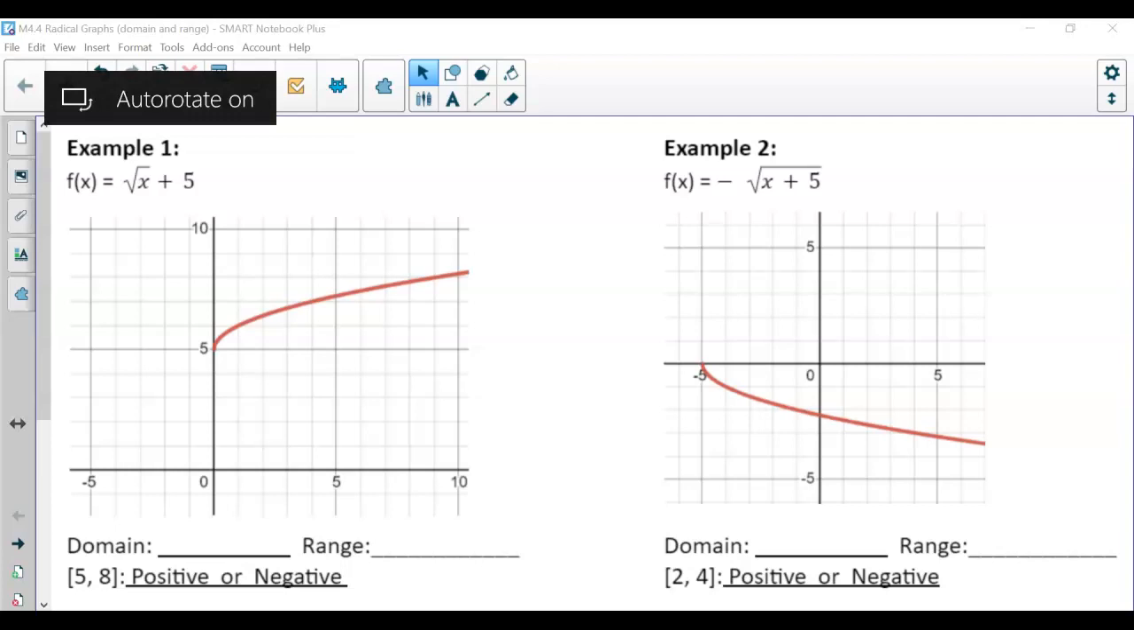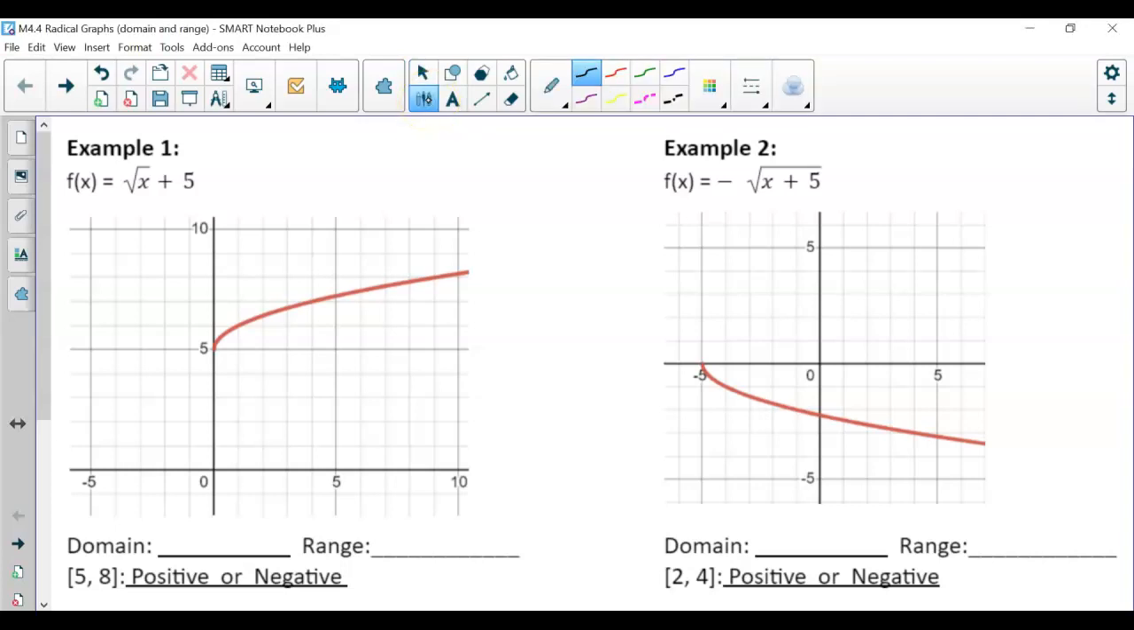In this lesson, we are starting looking at the graphs of our radical functions more, but now looking at the characteristics of them. So in this lesson, we're just focusing on the domain and range, and then looking at intervals or parts of our graph to see if the values, the y values, are positive or negative.